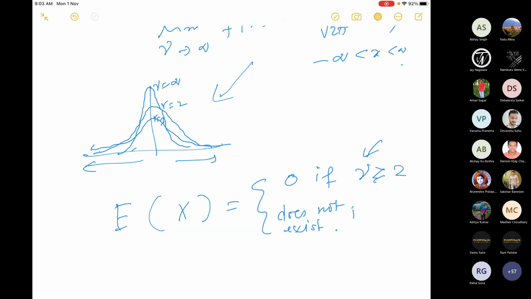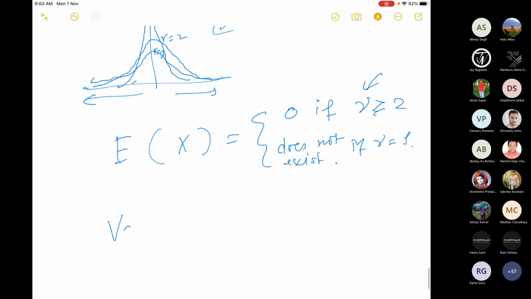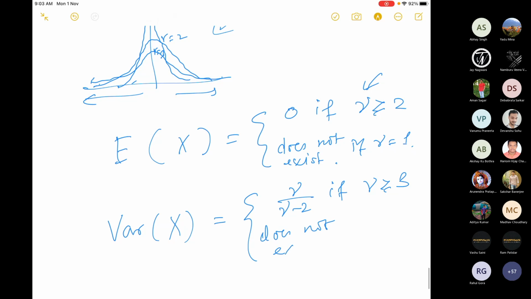If nu is equal to 1, it does not exist. And the variance of this random variable is nu by nu minus 2 if nu is bigger or equal to 3, otherwise it does not exist. It does not exist if nu is equal to 1 or 2.